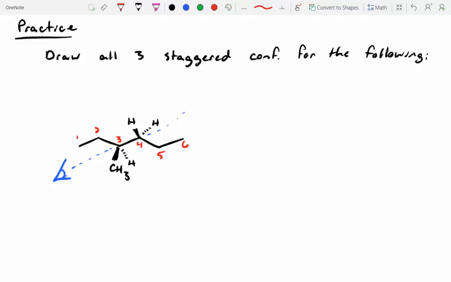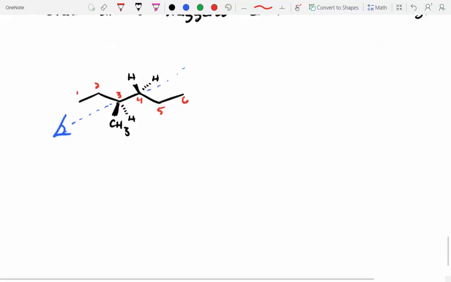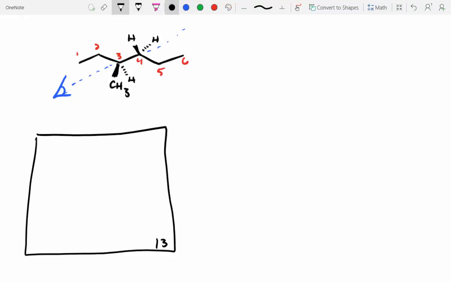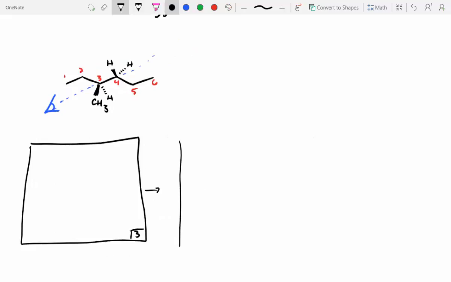And then give me a thumbs up if you think you got all three staggered conformations. So you don't need to do eclipsed, just staggered. So only three. I'm going to make these worth three points each.